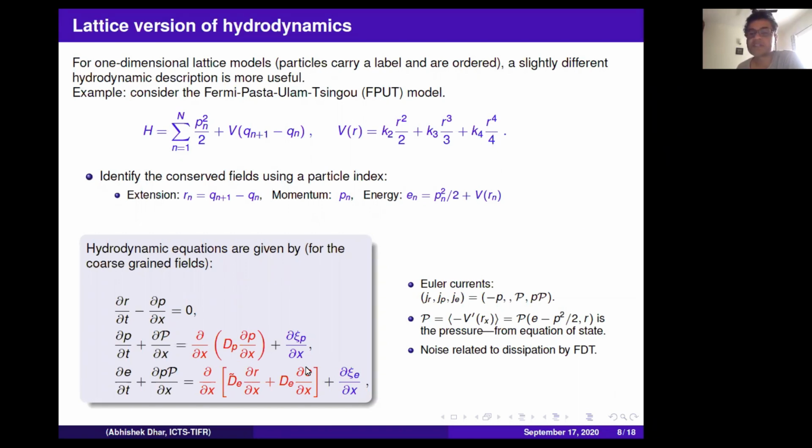These are the Euler currents. There are three currents, and P is the pressure.